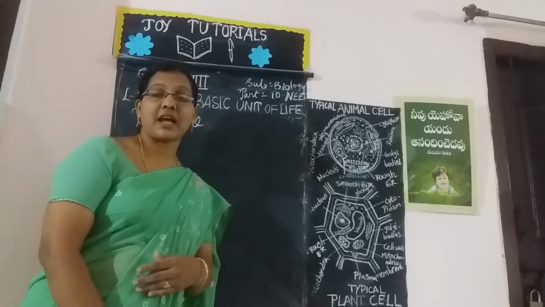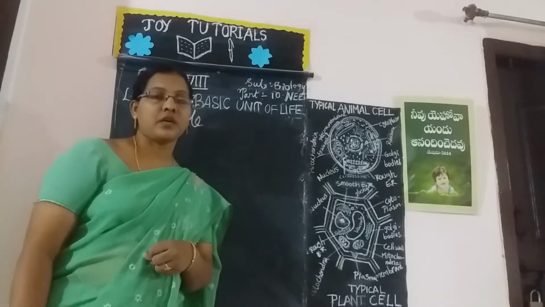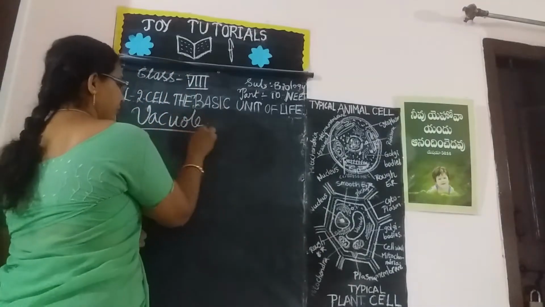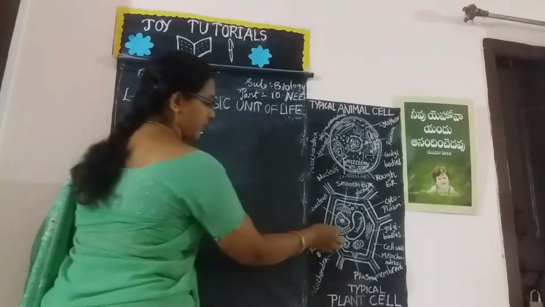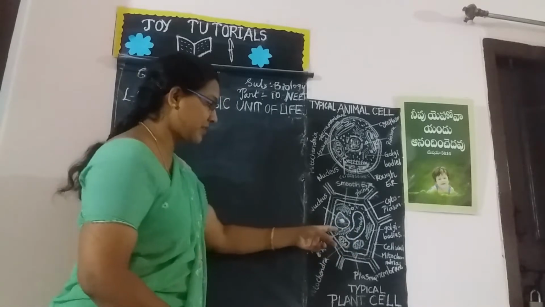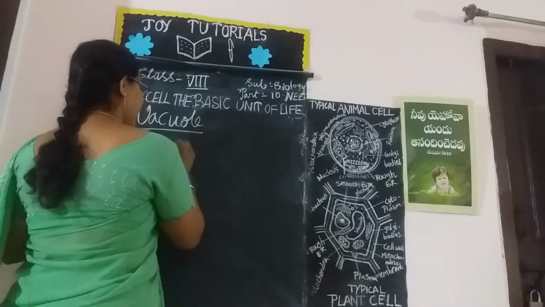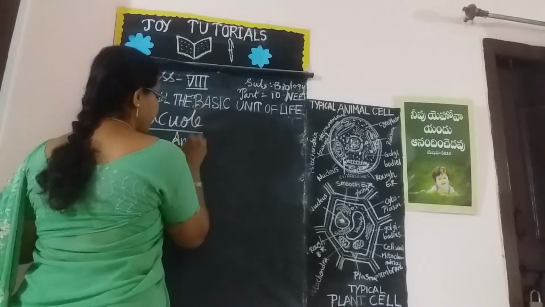Today I am going to take class 8 biology subject lesson 2, cell, the basic unit of life. Now I am going to discuss vacuole. We can observe vacuoles in plant cells. These are big in size. They occupy 90% of the cell space. These were discovered by Antonio van Leeuwenhoek.